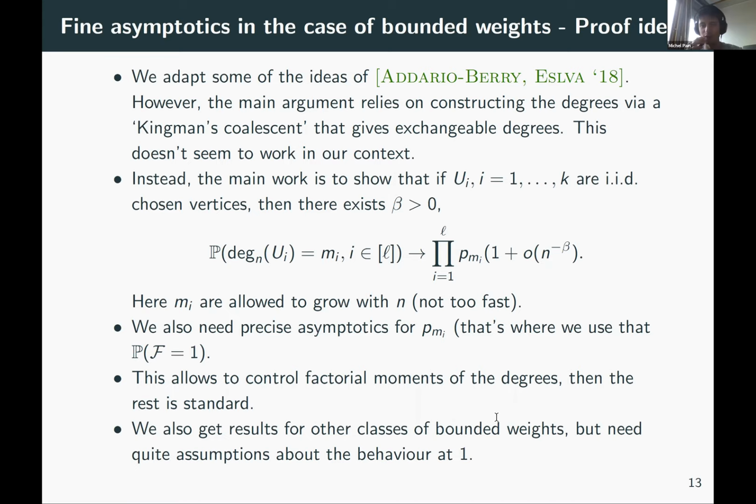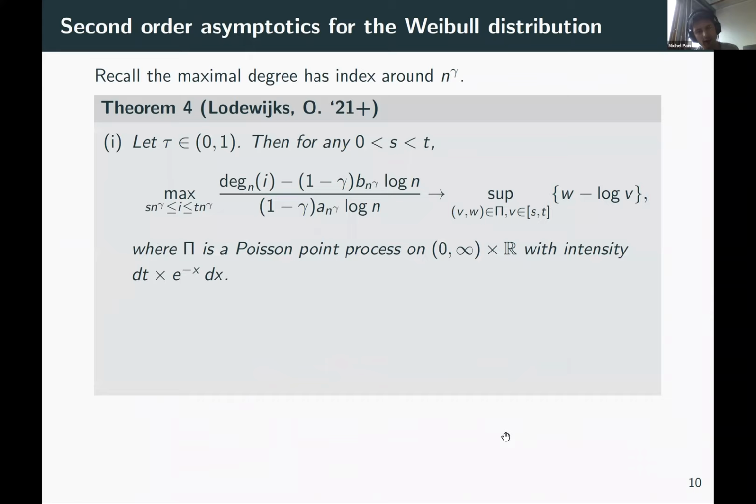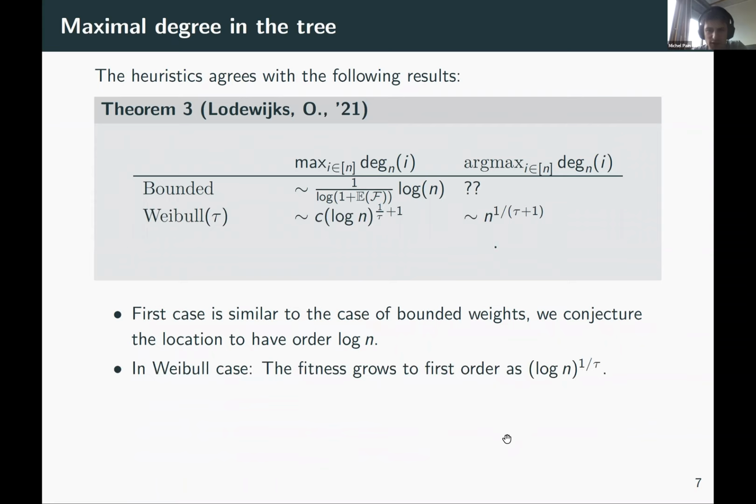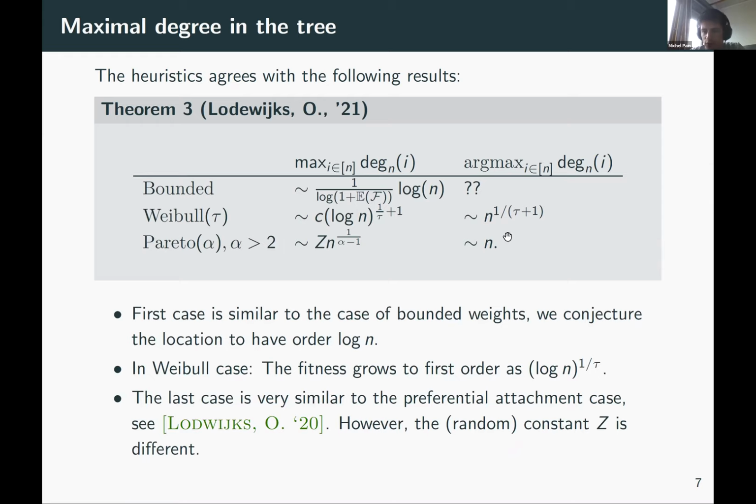In your Theorem 3, you talk about the label of the vertex with maximal degree. Could you also get a distributional convergence there? I mean, when you say it's of order n, I guess it means order n, not equivalent to n. Yeah, it means order n.